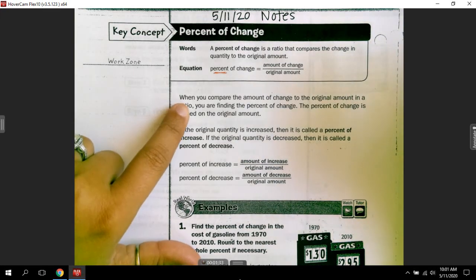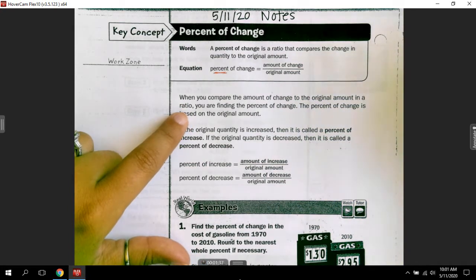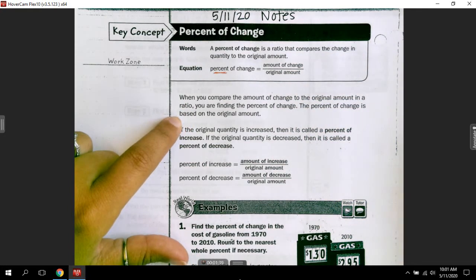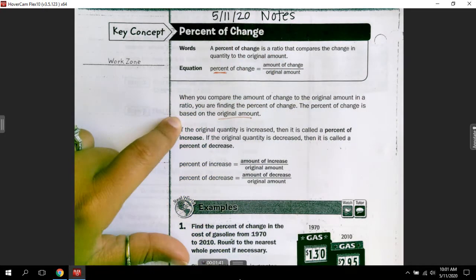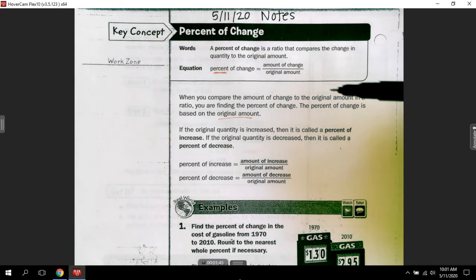So when you compare the amount of change to the original amount in the ratio, you're finding the percent of change. So the percent of change is based on the original amount. Okay, so it's based on that original amount. So that's why you're always dividing by the original amount. So original is always going to be on bottom.